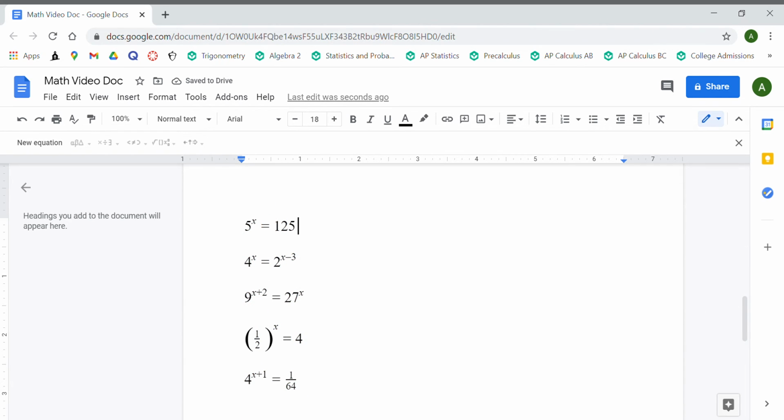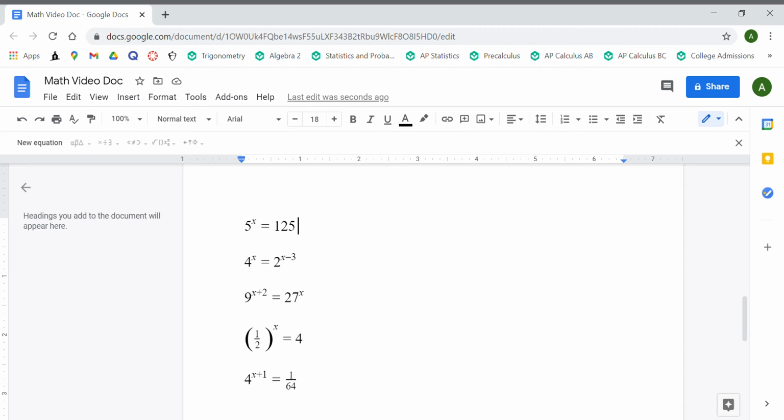Alright, so here's your next equation: 5 to the power of x equals 125. Now, this is a little bit of a challenging one because this time the bases are not set equal to each other. So how do we do it then?